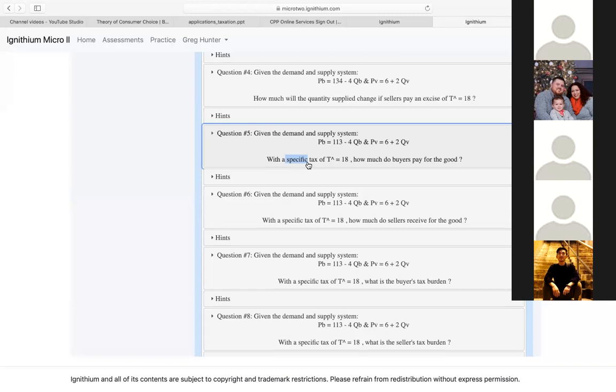I don't know if you've thought about it, but if gas prices are $3.50 a gallon, by just eliminating that tax, they could be back down to $3 a gallon. Yeah. But yeah, a specific tax is a tax per unit.